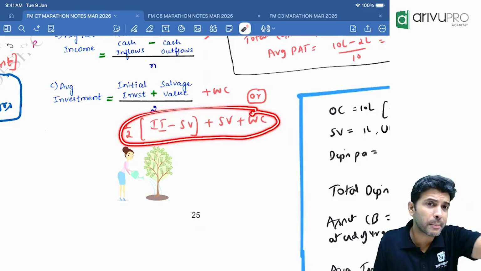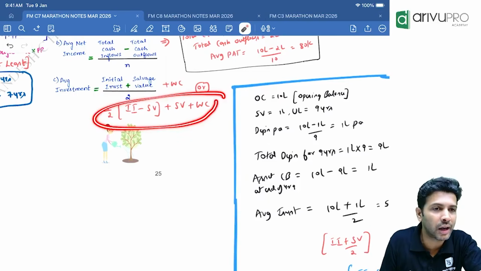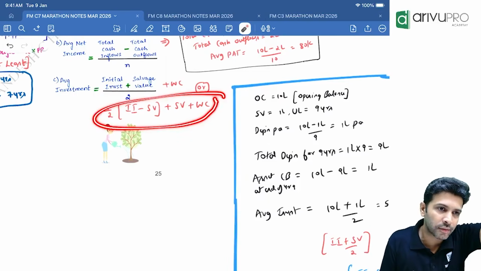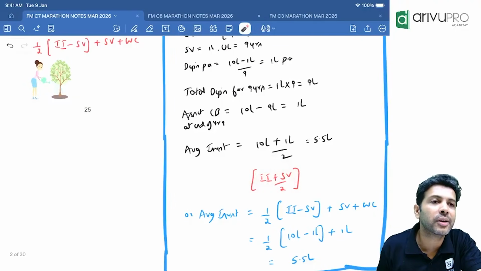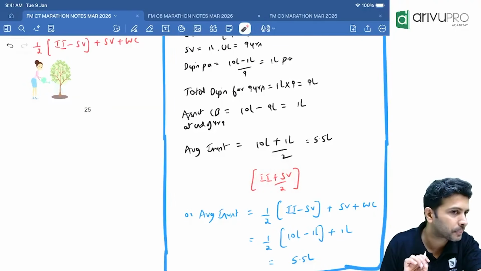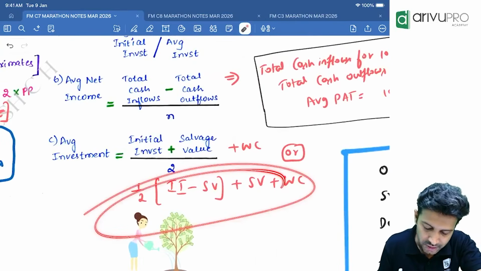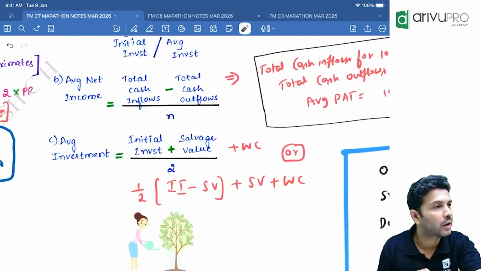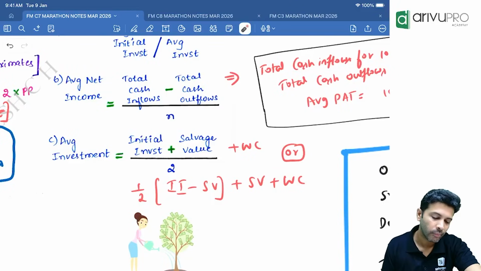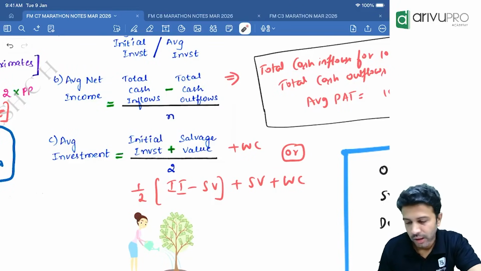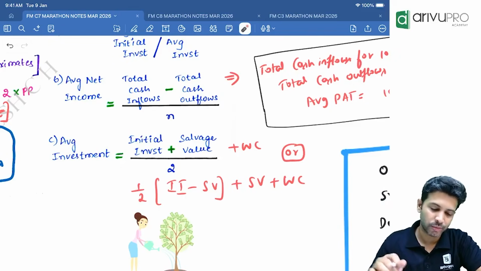Fine. For testing purposes, in case you forget this formula, or if you're not sure whether the answer you have got is right or wrong, simply you can do initial investment plus salvage value divided by 2. The numbers should match. Fine, people. But you don't use this for examination. How do you find average investment? This way only. Okay, not any other way, because our study material does not recommend this. Only this. Done now.